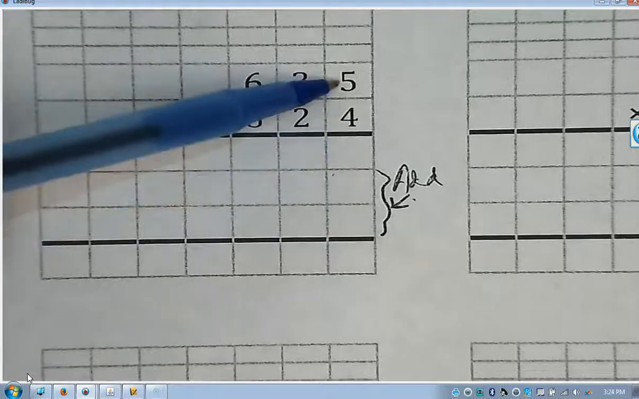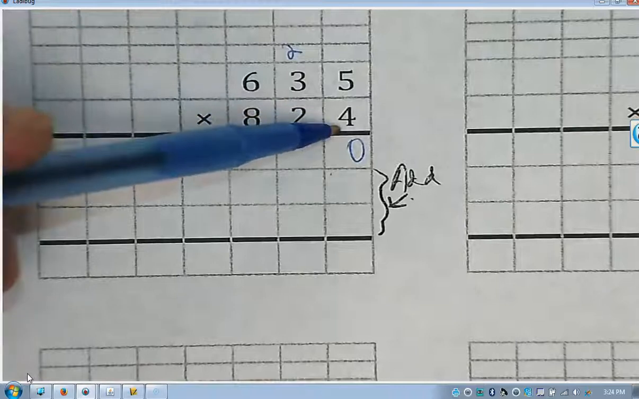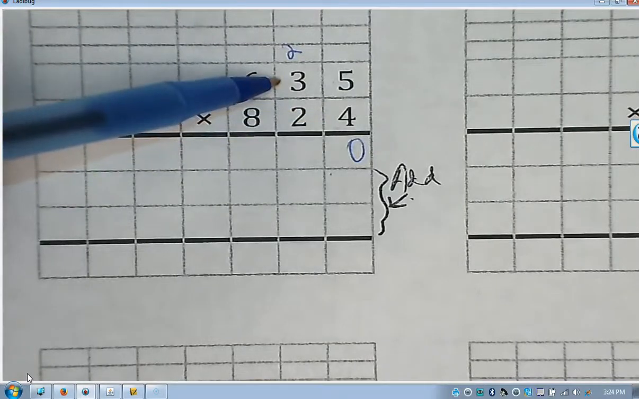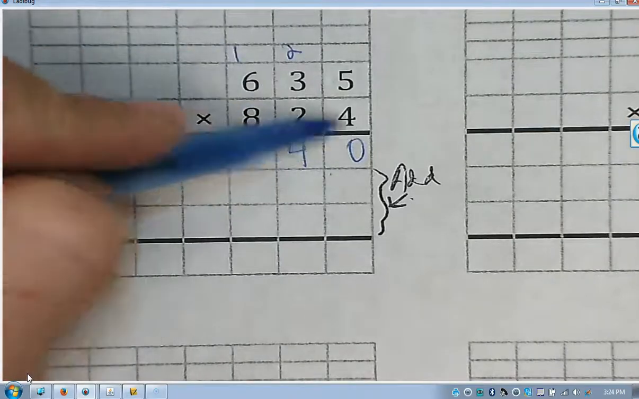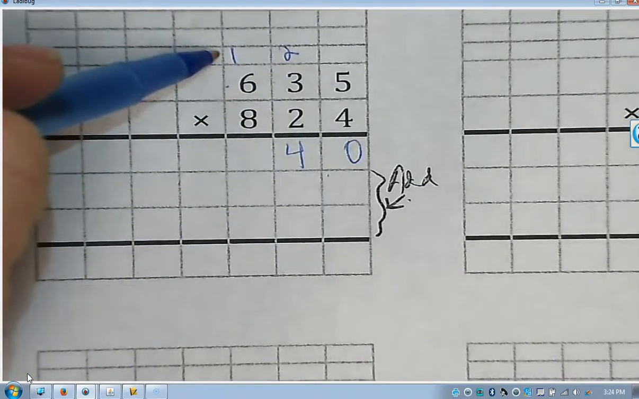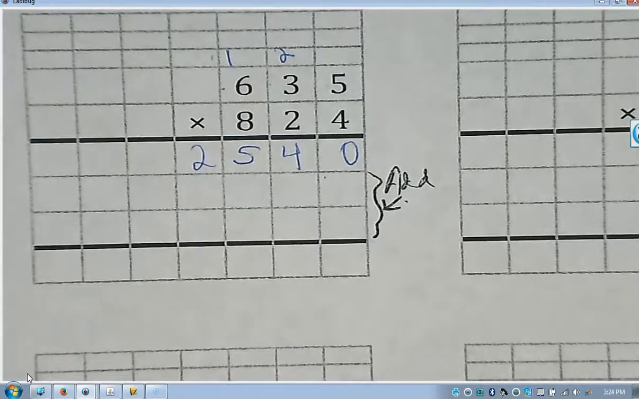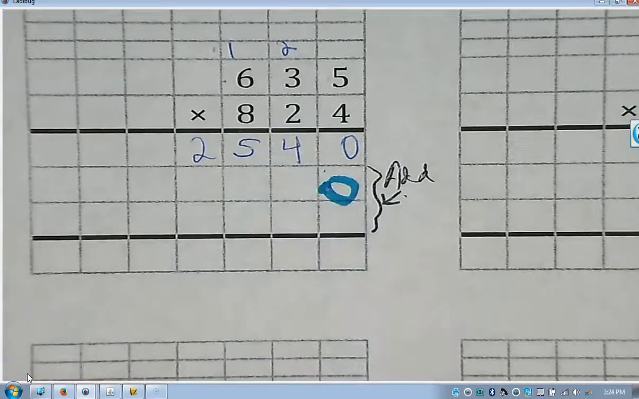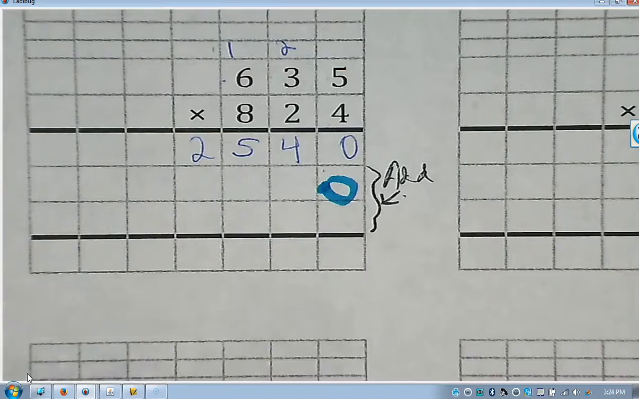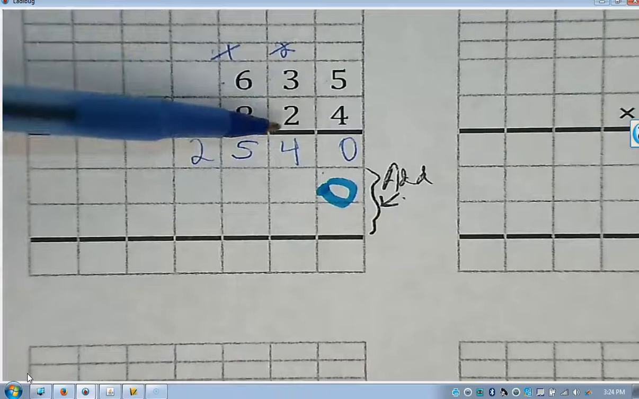4 times 5 is 20. 4 times 3 plus 2, 14. 4 times 6 plus 1, 25. I'm going to do times 20, so I need a 0 here. I used those, so I'm going to cross those out.